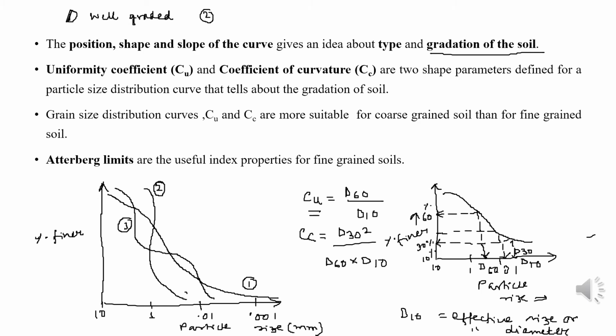So we see here graph 2 is mostly confined to a range of particles between 1 and less than 0.01, right? So this is the range of particles it has considered. So we can say it's a poorly graded soil, or uniformly graded.